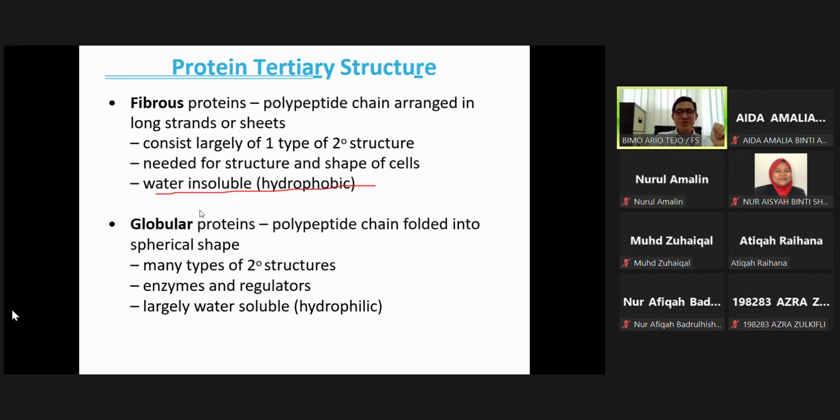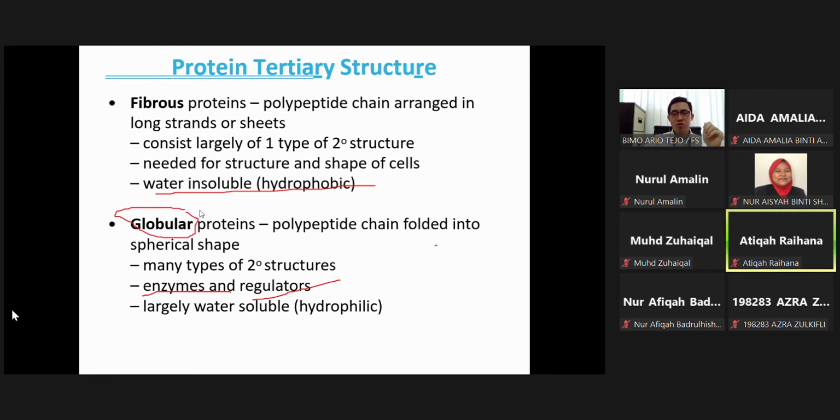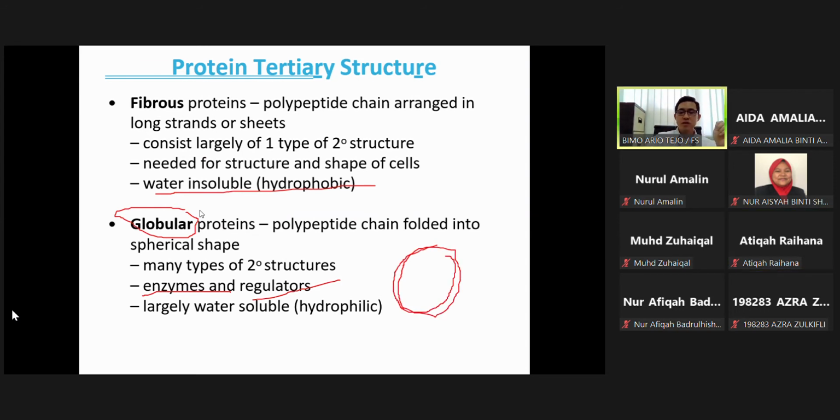All right. So the second one is globular protein. Globular protein is hydrophilic, so they are soluble in water. It consists of enzymes and regulators. They are dissolved, soluble in water. The shape is round, like a globe, so that's why it's called globular protein. It's spherical. So mostly it's water soluble.